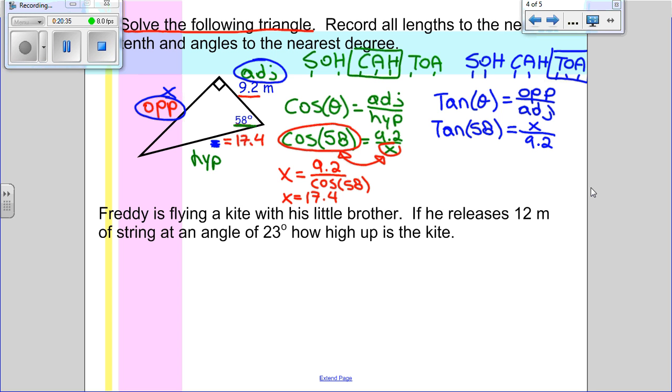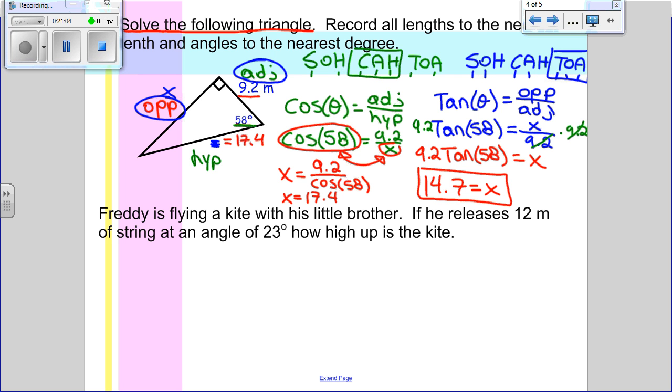So that means 9.2 times tan of 58 equals x. We punch that in our calculator and we go 9.2 times tan of 58. 14.7 equals x. So this side is 14.7.